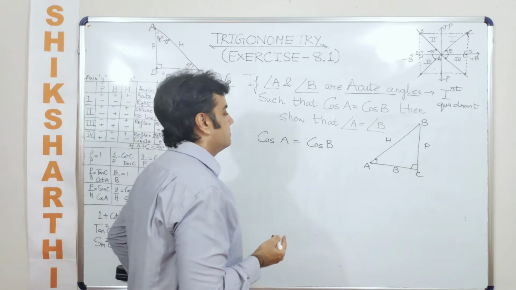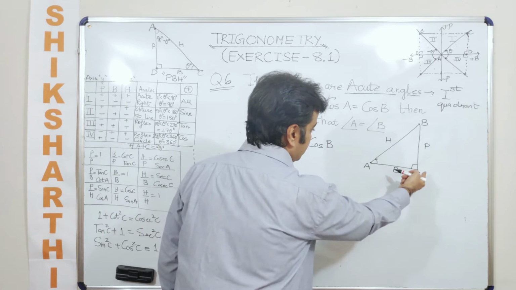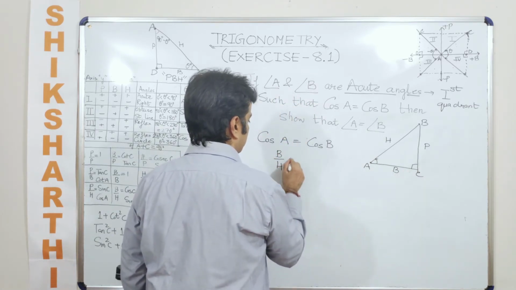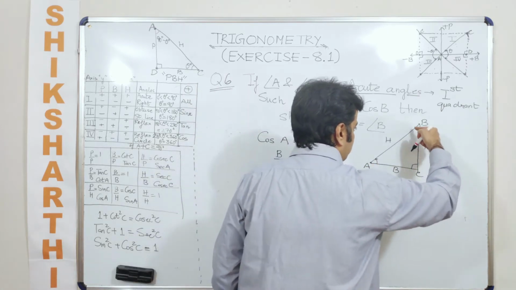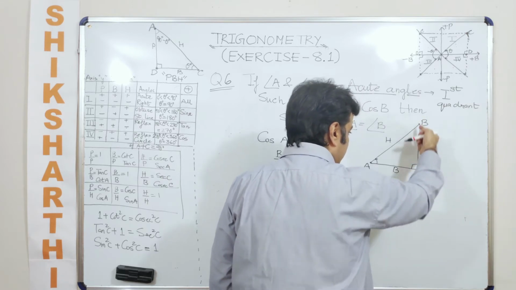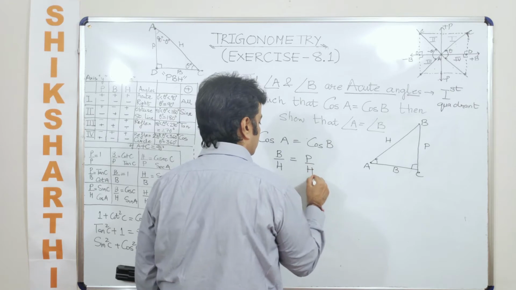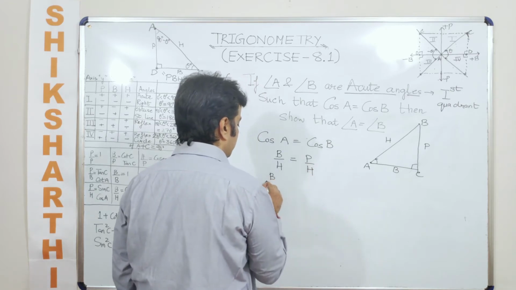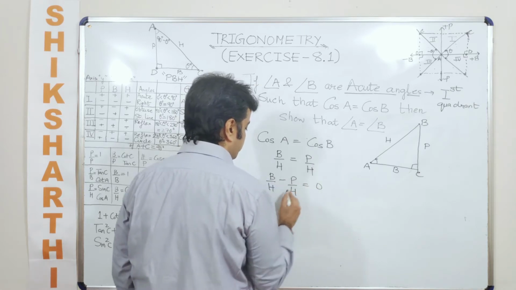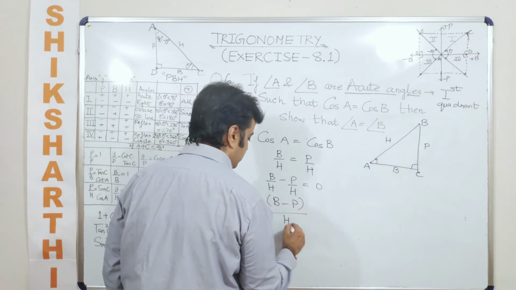Okay, having said this, now what are we supposed to do? How much is cos A? Cos A is base upon hypotenuse, which is equal to cos B. Now this is B. So cos B is equal to perpendicular upon hypotenuse. So from here I can write that B by H minus P by H is equal to 0. From here I can say B minus P upon H is equal to 0.